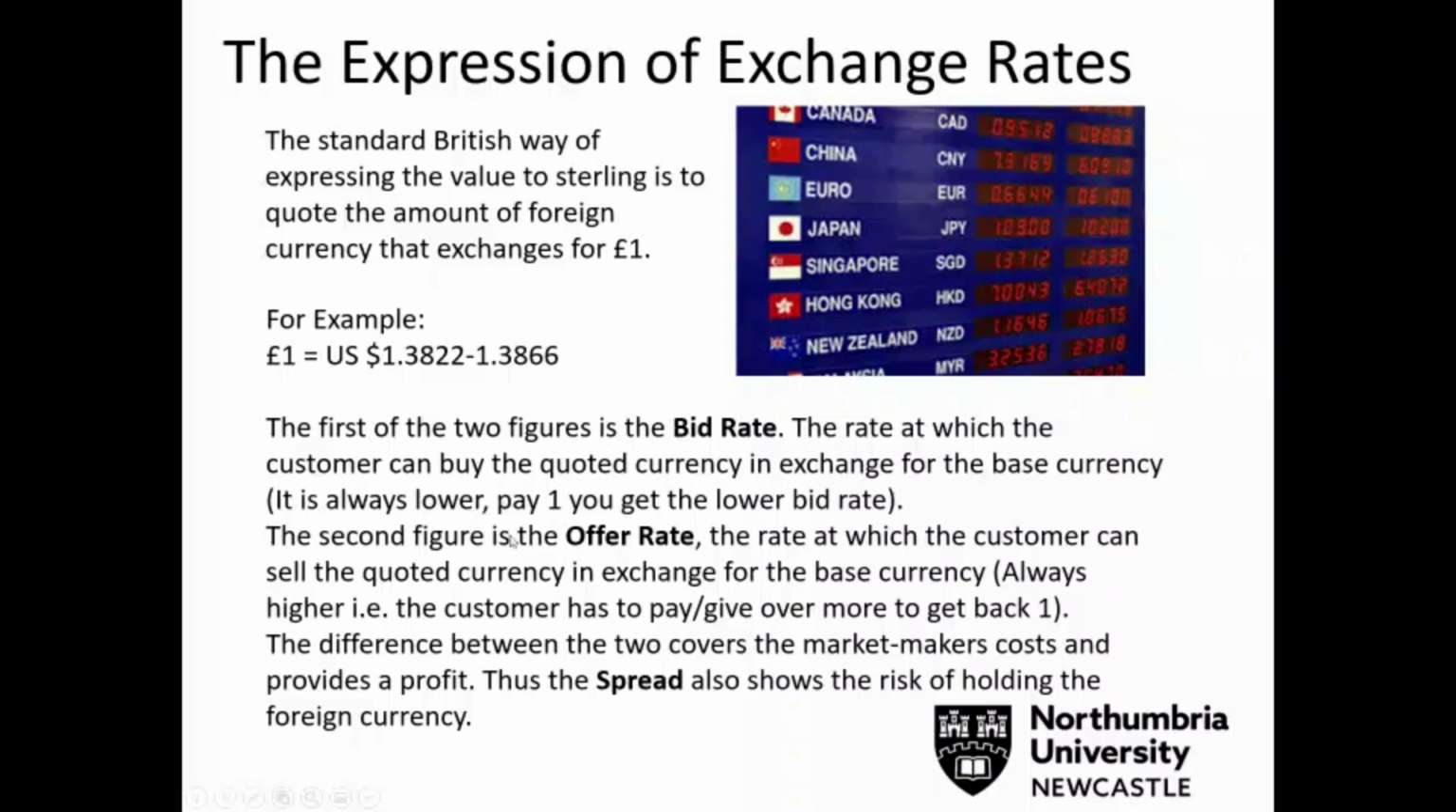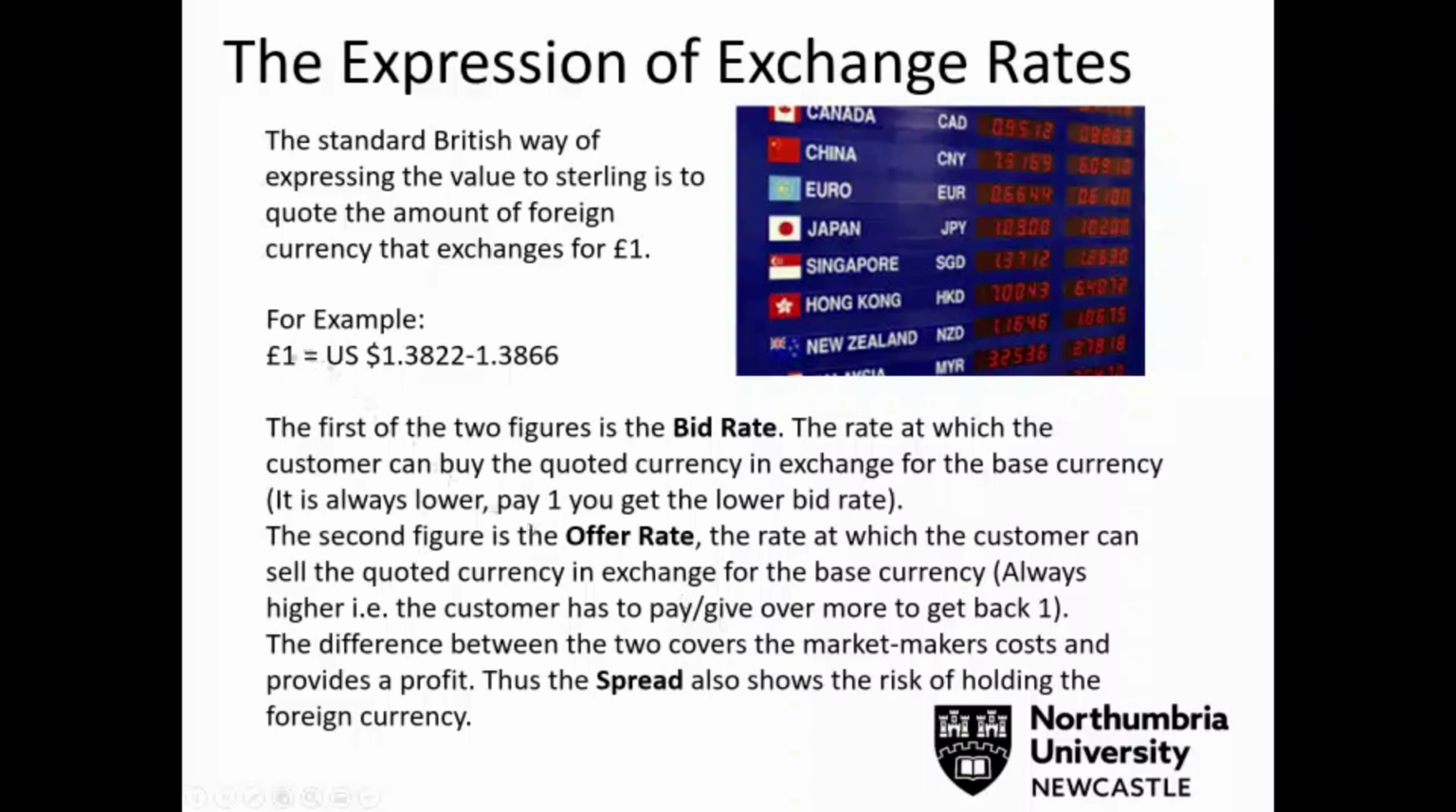The second number is the offer rate, and this is what you sell at, and this is always the higher of the 2 numbers. So you're probably thinking, well, this is the higher I'm selling, that means I'm getting more. Actually, no, you're not. It's always the higher number. In other words, the customer has to pay more or give more back to receive 1.